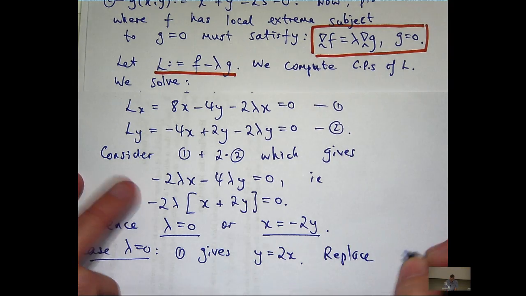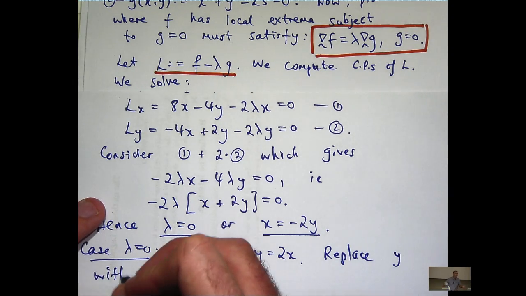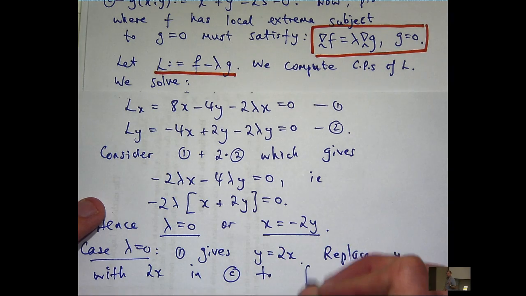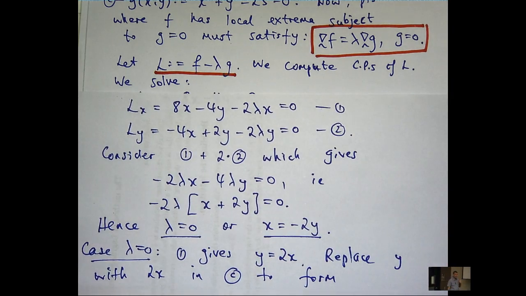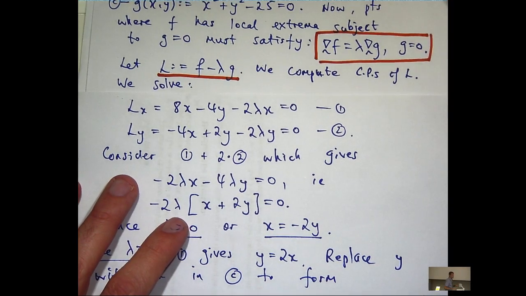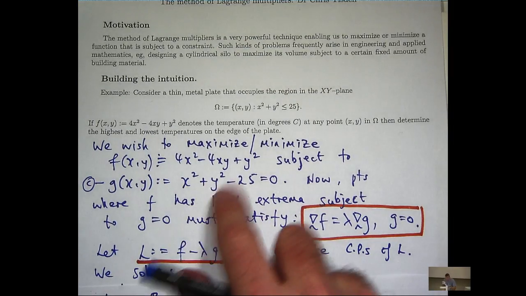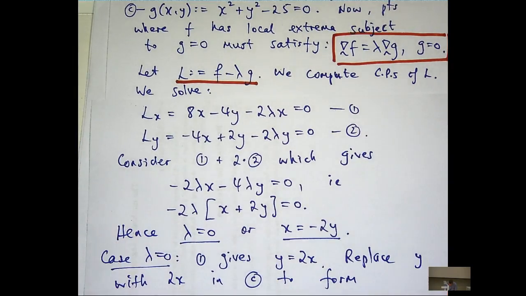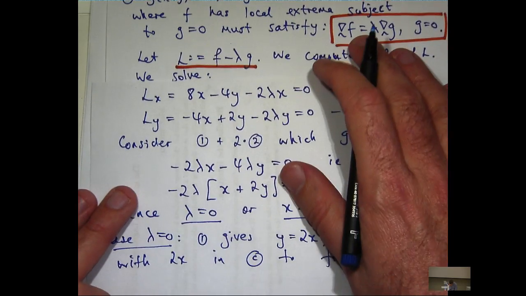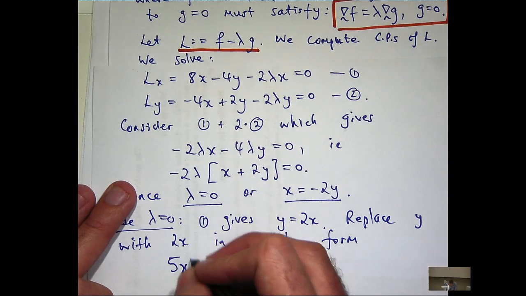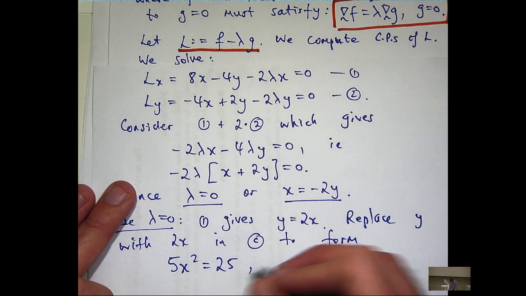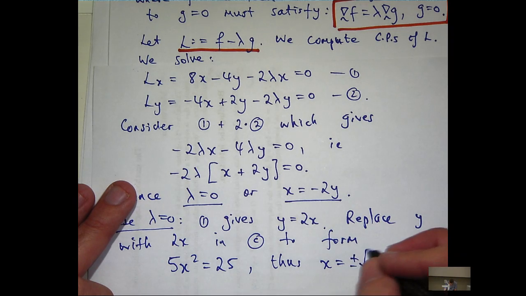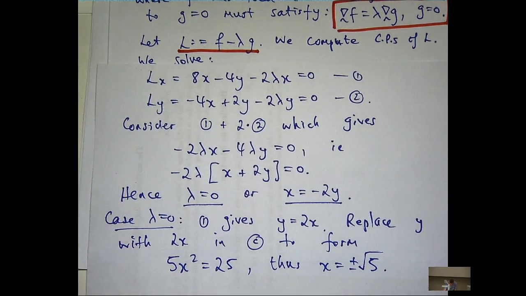So let's replace y with 2x in the constraint equation to form the following. Okay, so essentially we're going to get something like 4x squared there, and just add those together. So we're going to get 5x squared equals 25. Thus, if I rearrange that, I'm going to get plus or minus root 5.